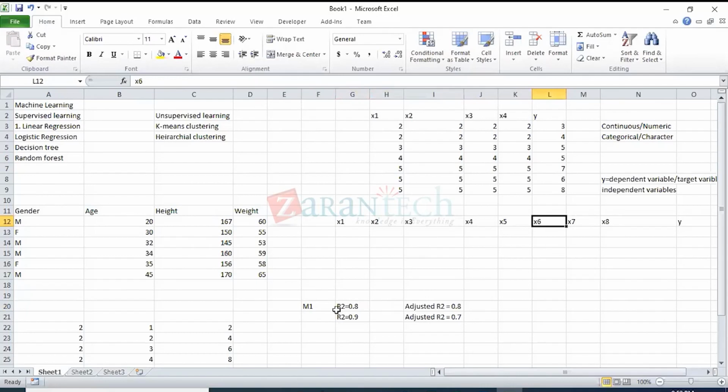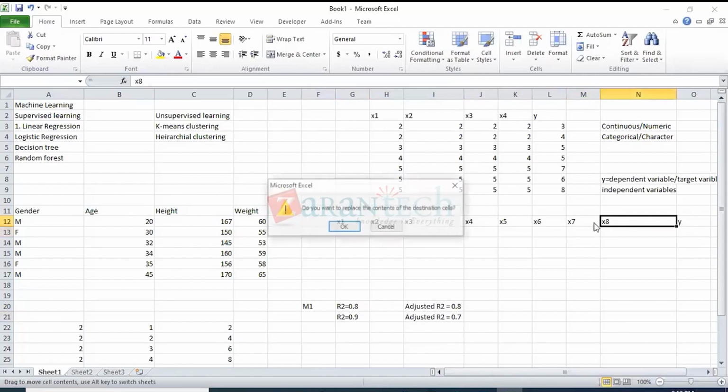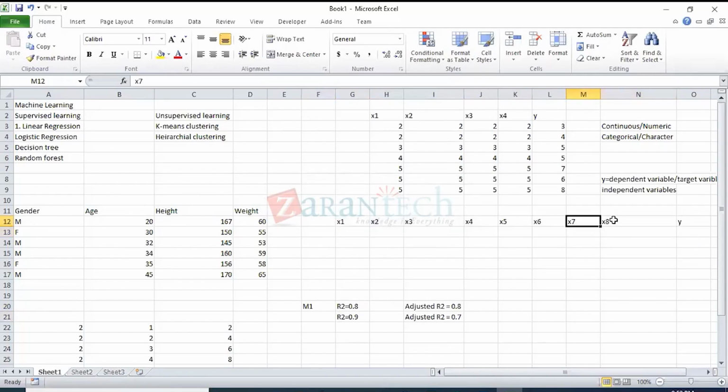Okay, in the second iteration, I will use x7 and x8 as well. So this is my M2, my model 2. This is my iteration 1 and this is my iteration 2. These are my model names, these are my R square values, these are adjusted R square values.